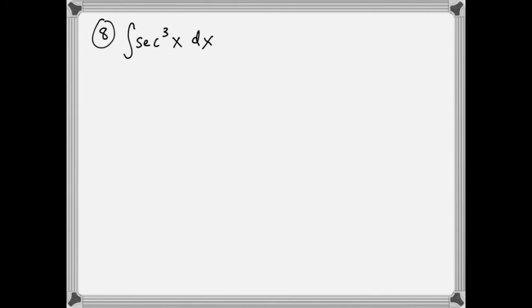Now there's a lot of things we could try here, but I want to try using integration by parts. This is what we learned in the previous section, right? In section 7.1. So what am I going to use for my u and my dv? I'm actually going to let u equal secant x and dv be secant squared x dx, right? Because I actually know how to integrate that.